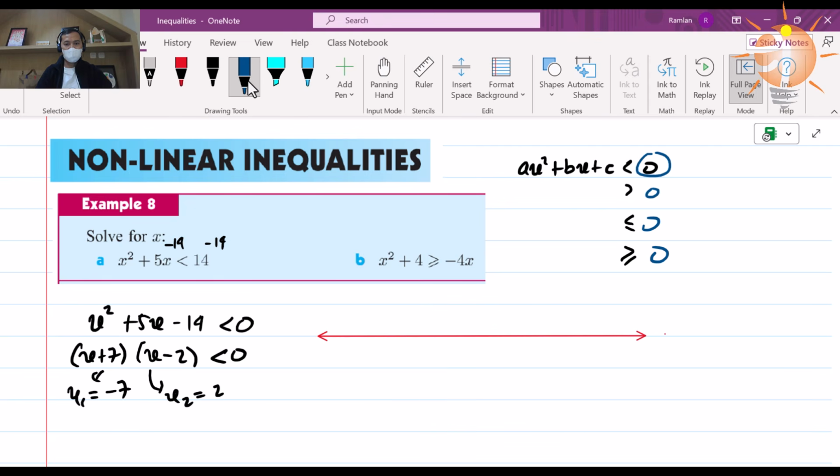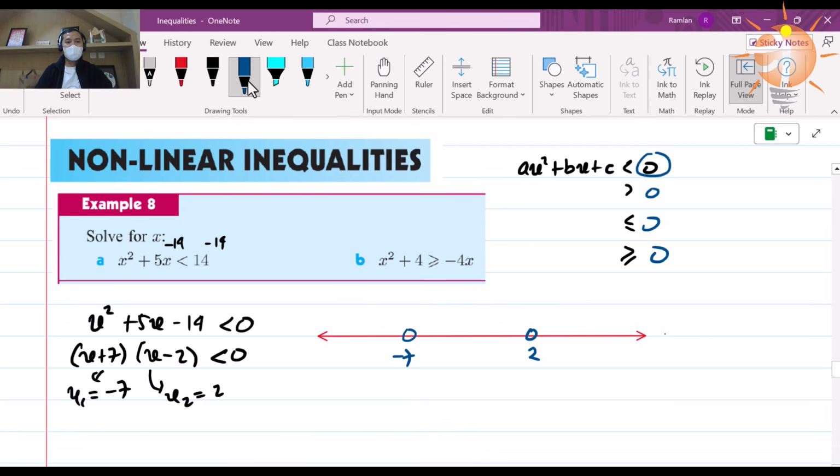For example, if I put the 2 over here, the -7 should be on the left side, because we know that -7 is less than 2, right? So don't be mistaken when you put the numbers. And see that I'm not shading the circle here, because in here we have less than. It's not less than or equal to.